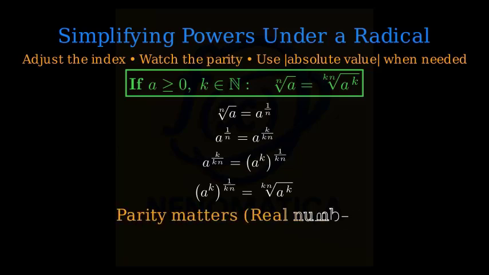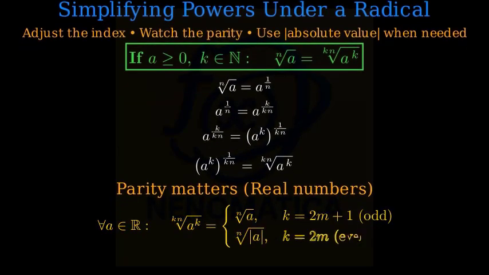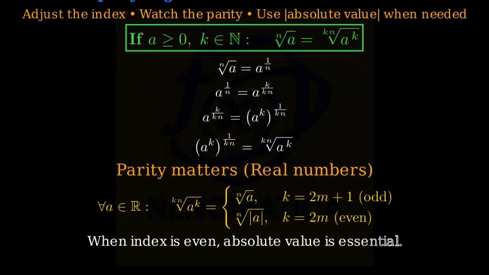Important note: for real a, after raising to the k and then taking a root, the parity of k matters. If k is odd, no sign change occurs, and the result behaves like the nth root of a. If k is even, the sign inside becomes non-negative, and we must use absolute value. Here is the precise statement. We'll use two quick examples to make the rule crystal clear.